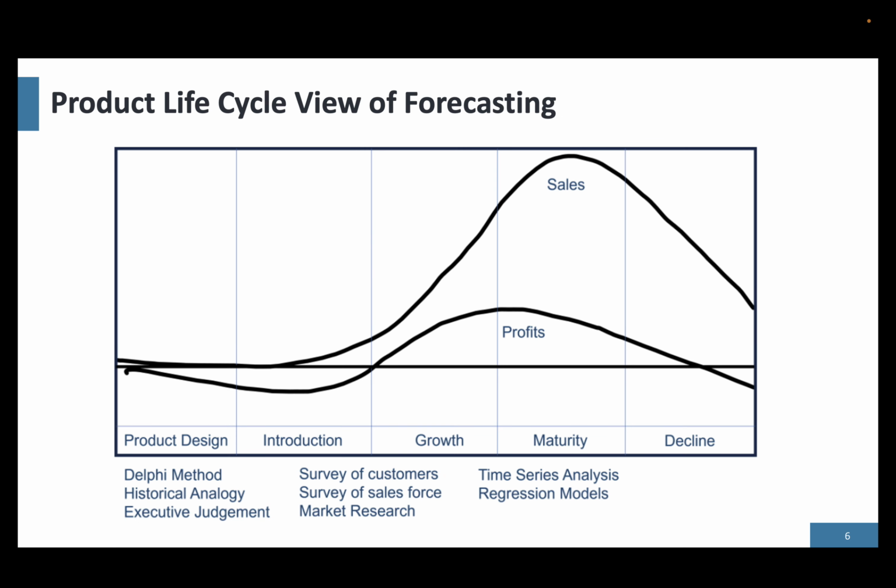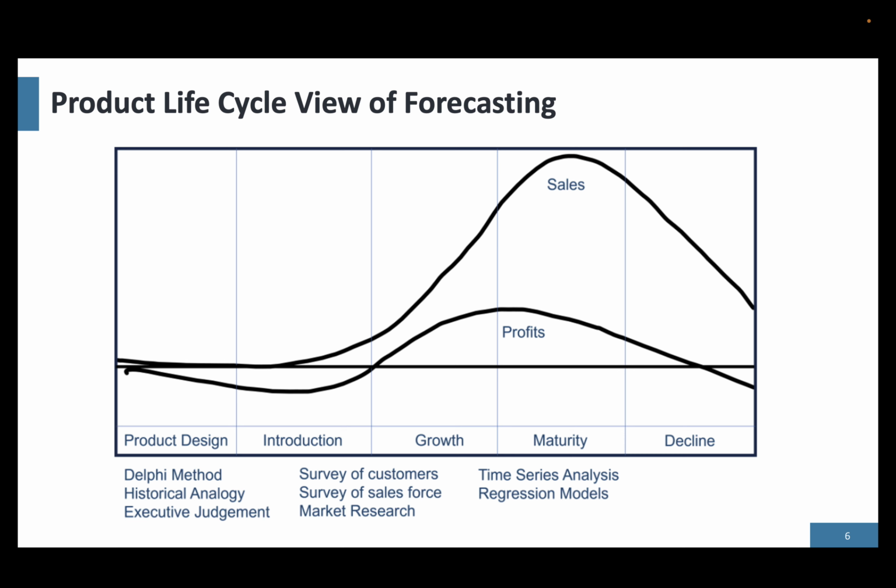In this visual, we see the product lifecycle view of forecasting. If you've ever taken a marketing class, you may be familiar with these stages of product design, introduction, growth, maturity, and decline. And you can see here how profits and sales ebb and flow over these stages. With each of these stages, there are appropriate demand forecasting methods, as you can see down below here.